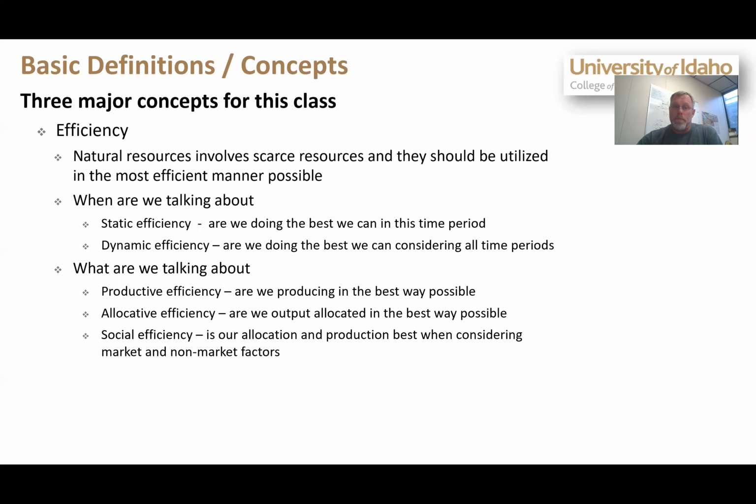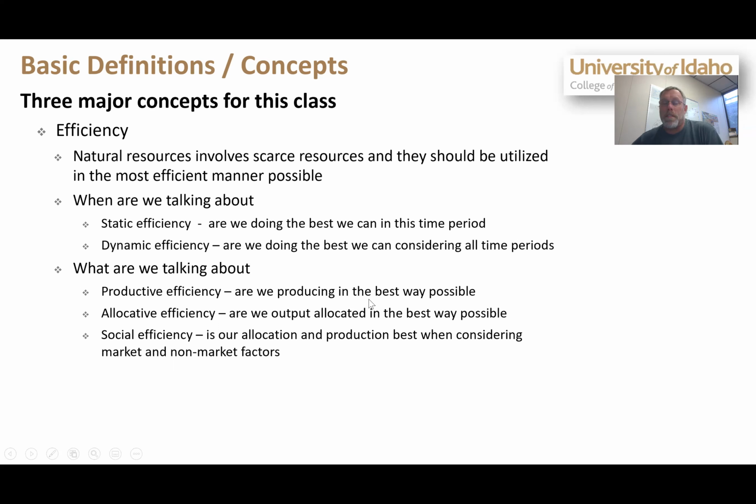Productive efficiency. Are you doing things in the best way possible? Allocative efficiency. Are you allocating those resources in the best way possible? And then social efficiency. We're going to get to that when we get to environmental economics. We start looking outside of the two people or parties that are part of making the decision of a transaction within a market, and we bring in non-market factors and environmental factors into it. So 3 different types there.